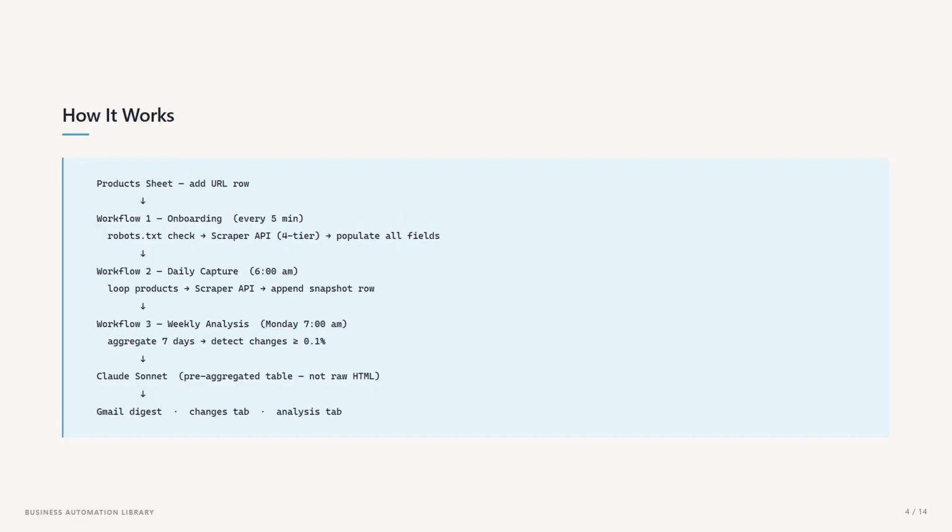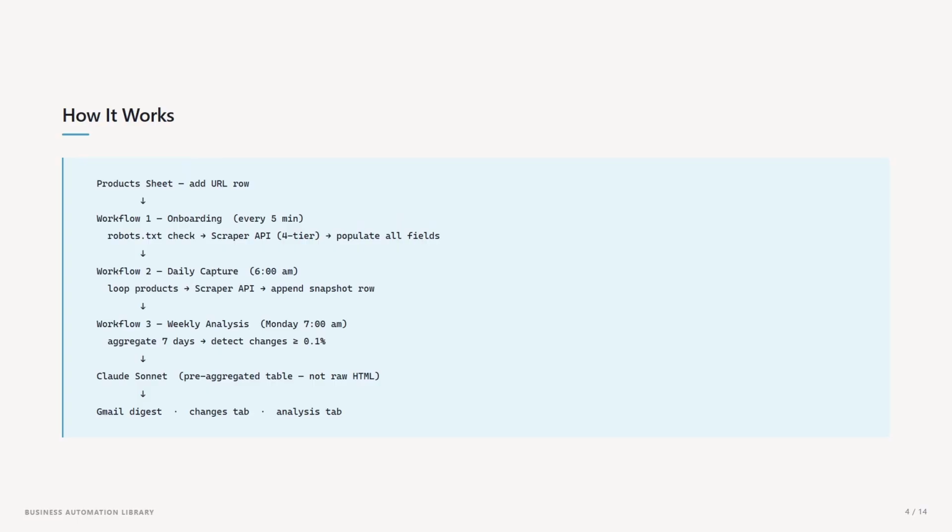Let's walk through how this system is structured. Google Sheets is the control plane. It holds 4 tabs: products, snapshots, changes, and analysis. The products tab is the only thing you need to interact with directly. Paste a URL and the system takes it from there. Everything else is automated by 3 n8n workflows working on a schedule.